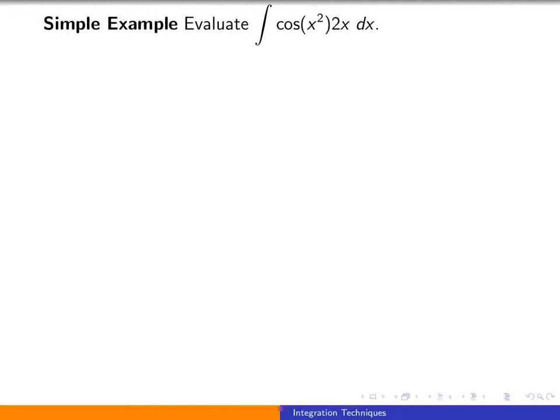So let's finish by looking at what's hopefully a very simple example. The indicator here that we might want to use a substitution is we see this x squared, which is inside a function, the cosine function, and its derivative, the 2x, appears outside. So that is a great indicator that we would want to apply a substitution. Typically we pick u to be a function which is inside something else, so u is x squared, and then in this case du is going to be 2x dx.